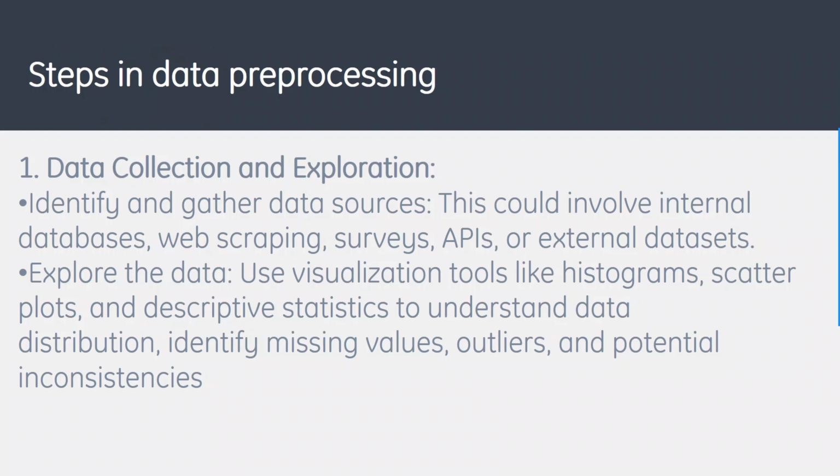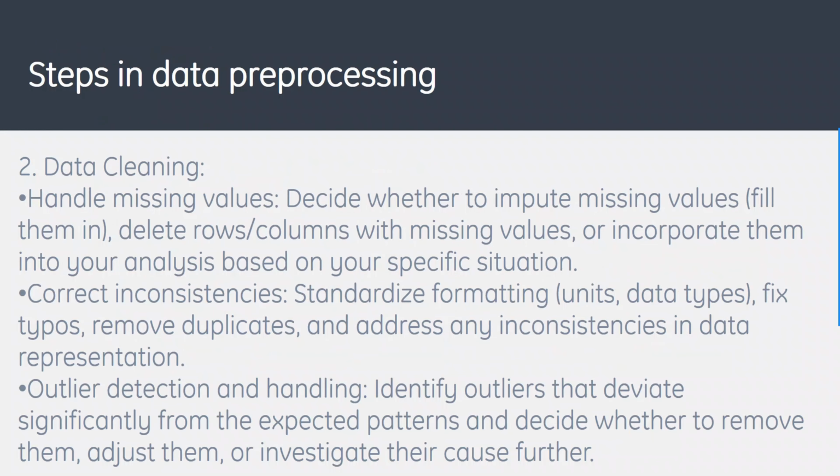So what are the steps in data pre-processing? Firstly, data collection and exploration, identifying and gathering the data sources. This could involve internal databases, web scraping, surveys, APIs, or external data sets. Explore the data, use visualization tools like histograms, scatter plots, and descriptive statistics to understand data distribution. Identify missing values, outliers, and potential inconsistencies.